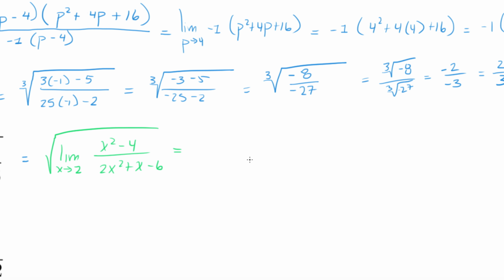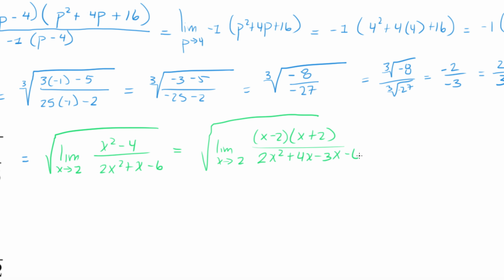Okay? So now we continue. We factor the numerator. Okay? So x minus 2, x plus 2. And we factor the denominator. 2 times negative 6 is negative 12. 2 factors of negative 12 that will add to 1 will be positive 4 and negative 3. So you're going to have 2x squared plus 4x minus 3x minus 6.